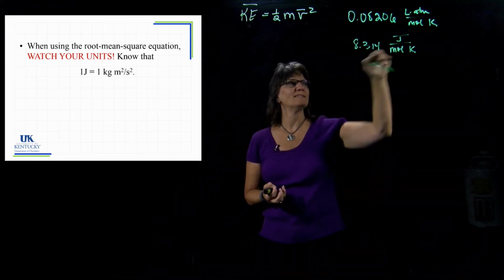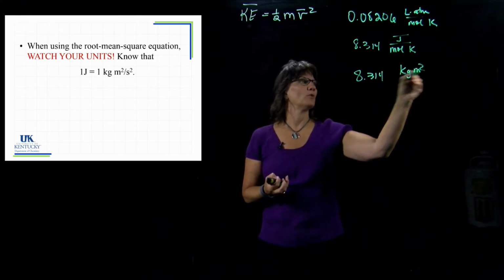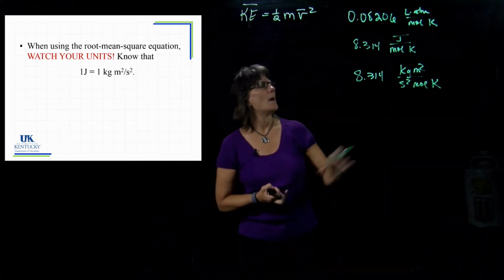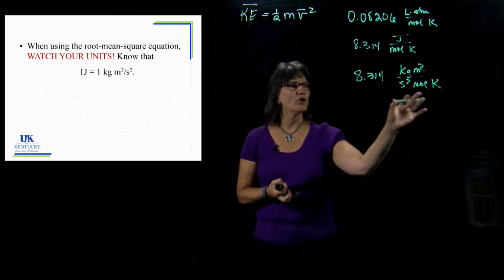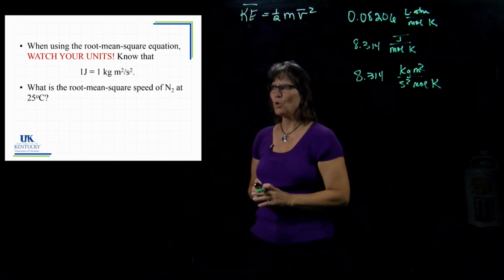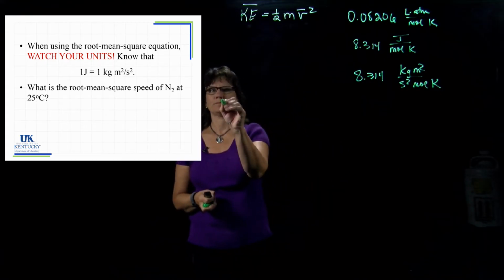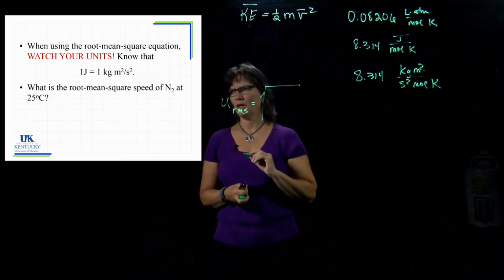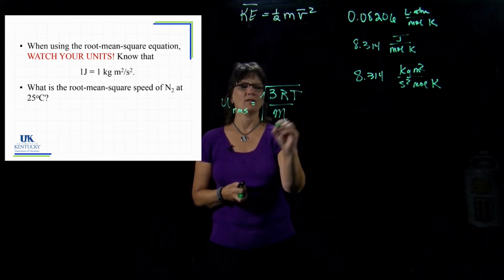So we need to replace that joule with a kilogram meter squared per second squared. Okay? This and this are the same thing, because a joule is a kilogram meter squared per second squared. Now units are going to be able to cancel for us as we work through a problem. We're going to calculate the root mean squared speed of N2. So the root mean squared speed, according to the equation, is the square root of 3RT divided by the molar mass.